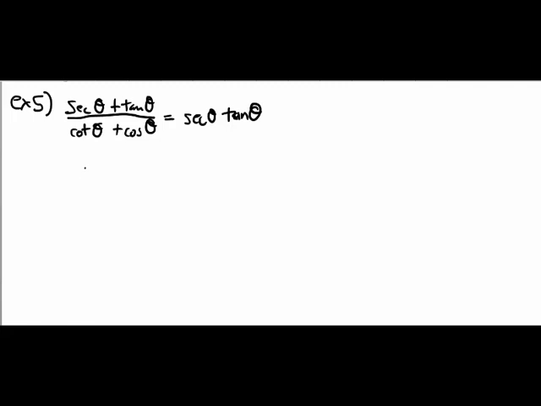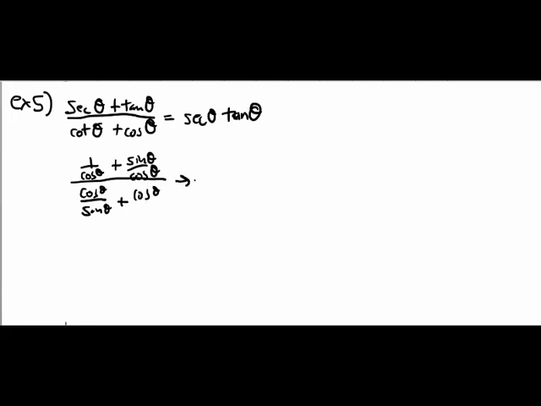So let's look at the numerator of our complex fraction. Secant theta is going to be 1 over cosine theta. Tangent is going to be sine theta over cosine theta. In our denominator, we got cotangent theta plus cosine theta. This is going to be cosine theta divided by sine theta, and cosine is just going to stay as cosine.